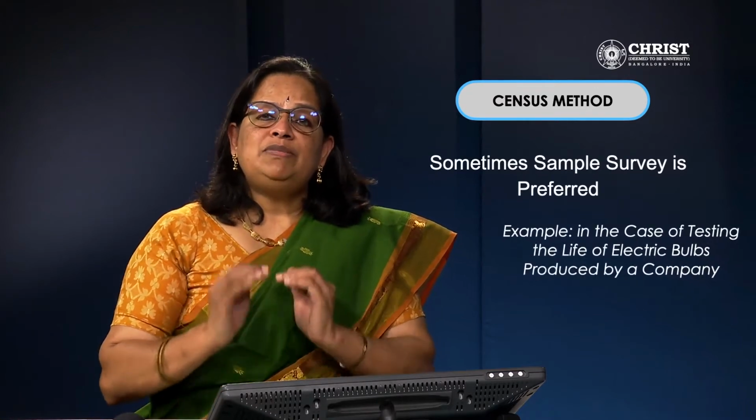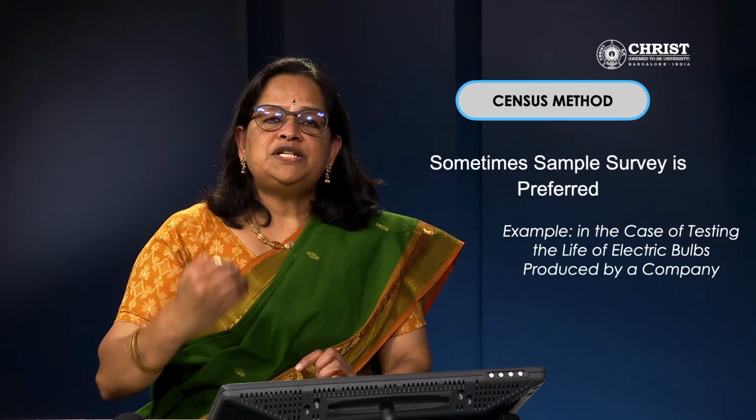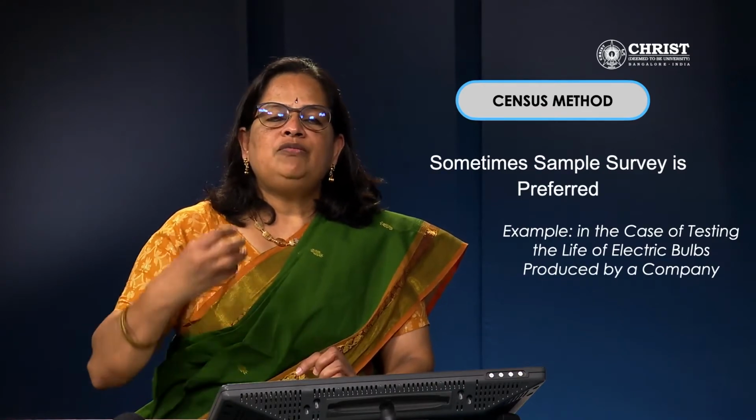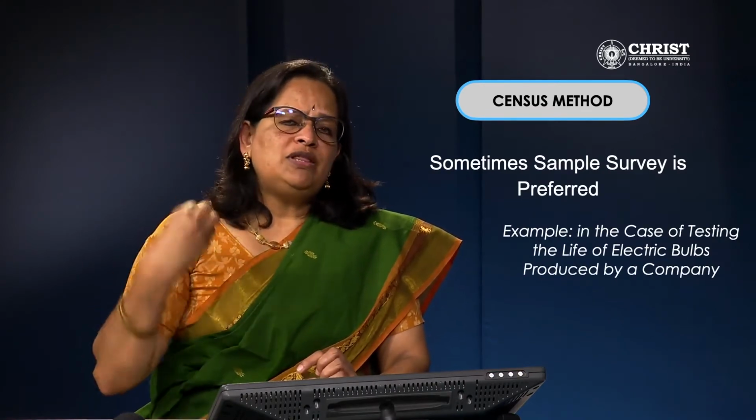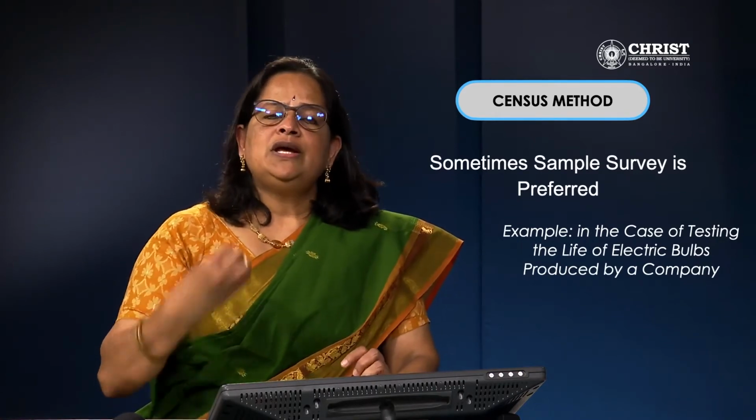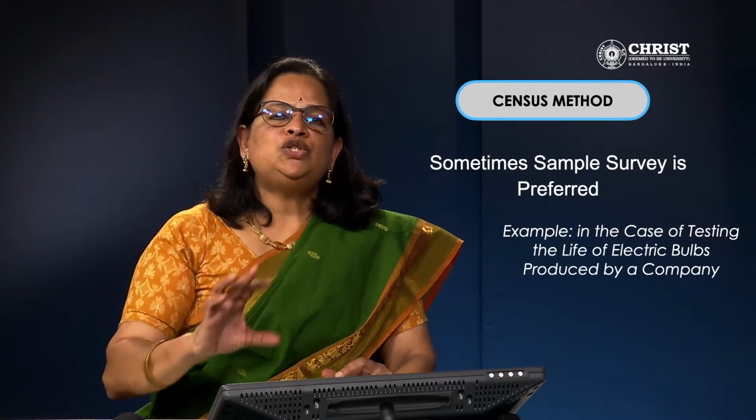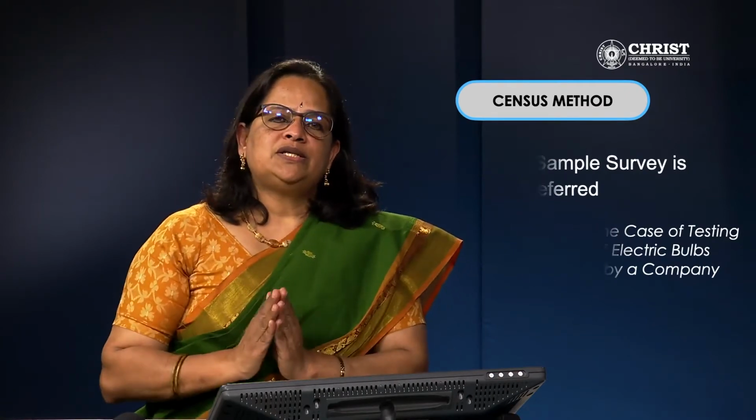Now, sometimes a sample survey is preferred. For example, if you want to check the life of electric bulbs produced by a company, you cannot test all of them. All the factories use this approach. From the manufactured lot, they will take a sample and check that in detail. If that is correct, then they will assume that the entire lot is correct. So they use the sampling method in the manufacturing process.